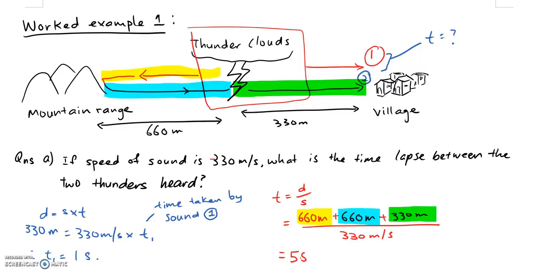Given that t2 is 5 seconds, the time difference between the first sound and the second sound would then be 4 seconds. Therefore the time lapse is equal to t2 minus t1, which is 4 seconds.